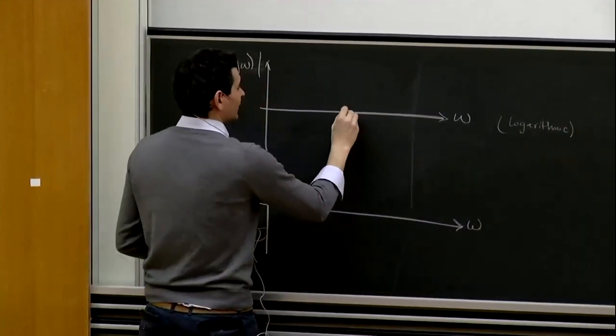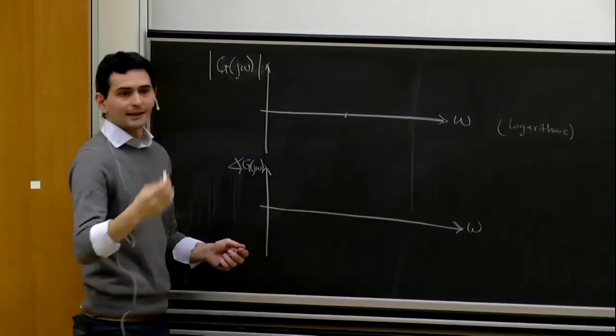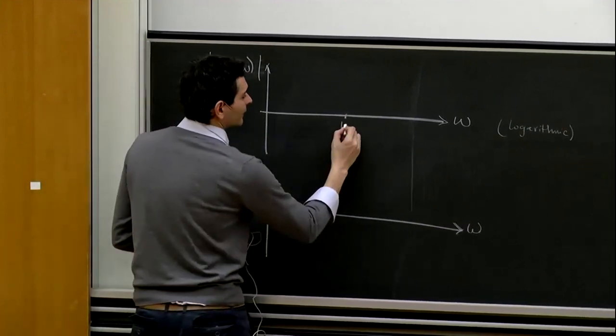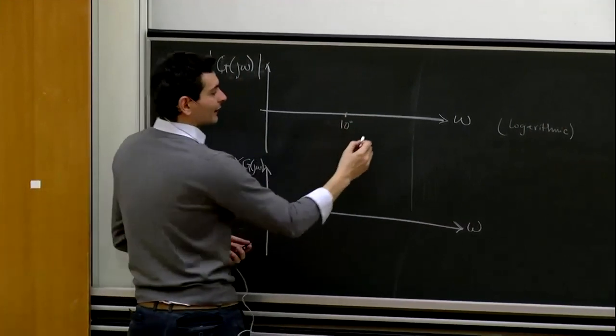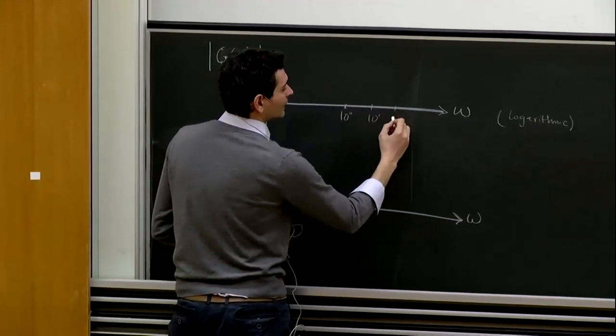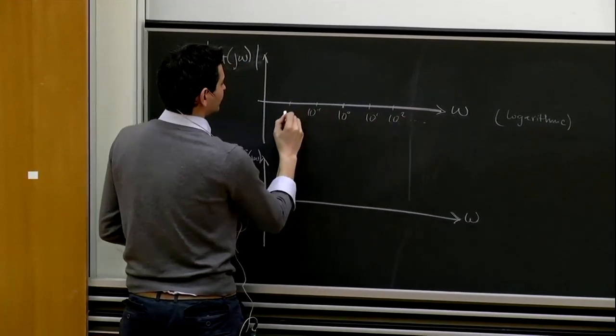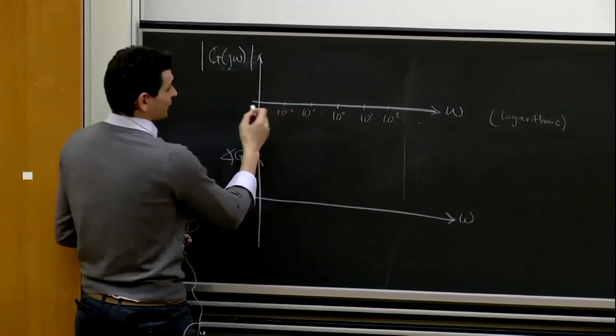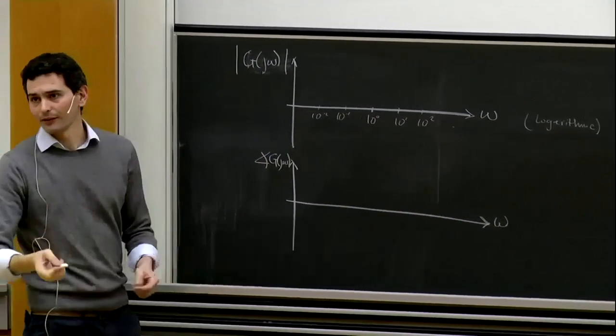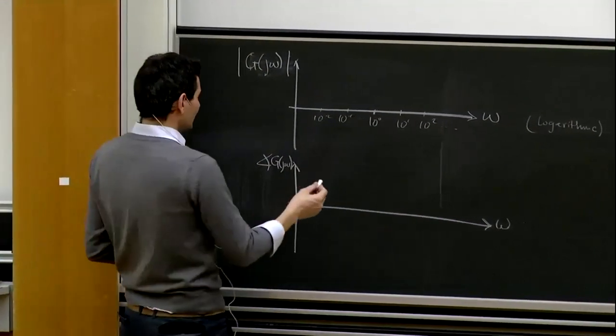This means that you typically express it in decades. You say, this is my 0 point, 10 to the 0, then this is 10 to the 1, 10 to the 2, and so on. This is 10 to the minus 1, 10 to the minus 2, and so on. Keep in mind that frequencies are always positive. There is no concept of negative frequency.